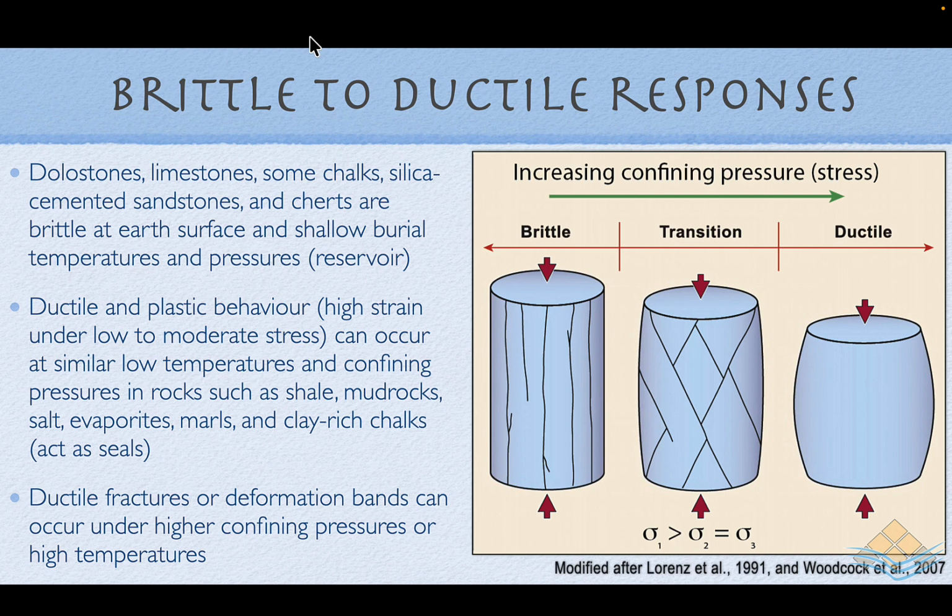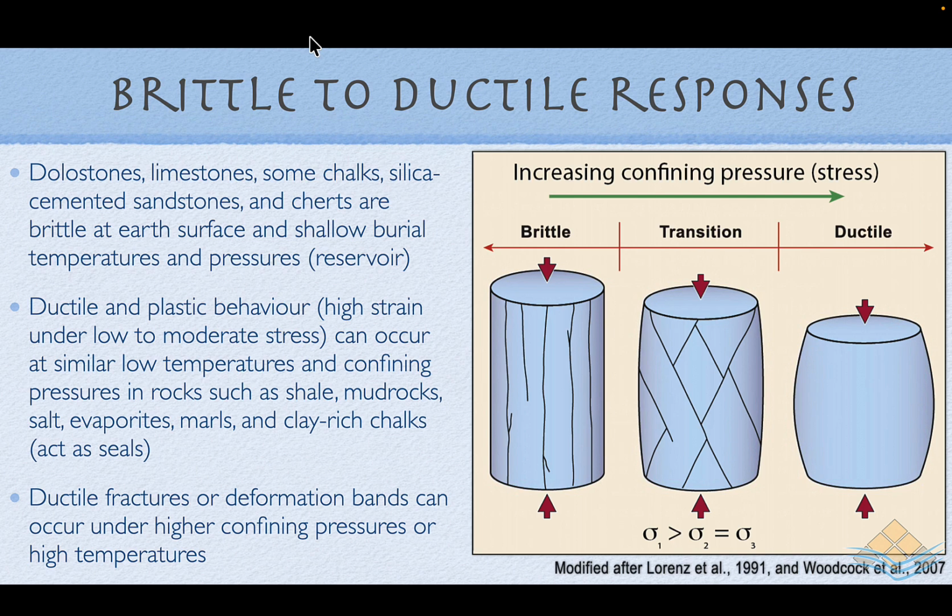We saw in the halotectonics course how salt nearly always responds in a ductile fashion, whereas other sediments, limestones, dolomites, sandstones, shales, tend to respond in a much more brittle fashion, certainly in the shallower parts of the burial diagenetic realm. So dolostone, limestones, some chalks, along with some silica-cemented sandstones and cherts, will act brittly at Earth's surface and shallow burial temperatures and pressures relevant to hydrocarbon reservoirs.